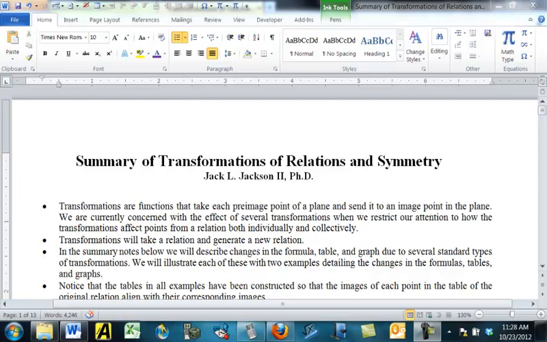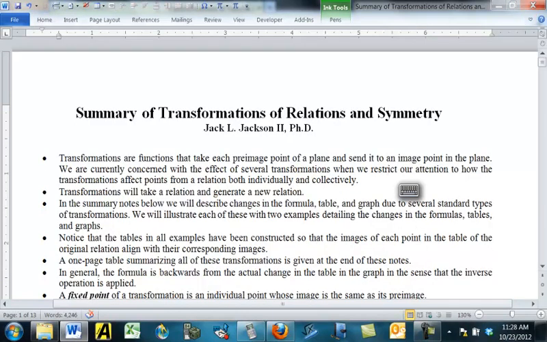And we're currently concerned with the effect of transformations when we restrict our attention to relations and see how they affect points from a relation, both individually, how they move points, and then collectively how they move the points. And so one way to think of a transformation is as a function that takes a function or a relation as an input and gives you a new relation as an output. So it's new from old. And this new relation is very similar to the original relation.